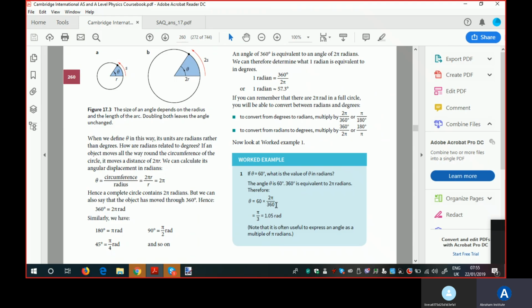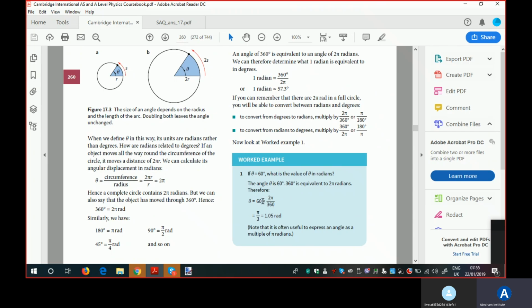See, this is a very easy example. They have given the angle in degrees and they're asking what it is in radians. So you can use that relationship: 180 degrees is pi, or 360 degrees is 2 pi. One of these you can use and then get the answer.